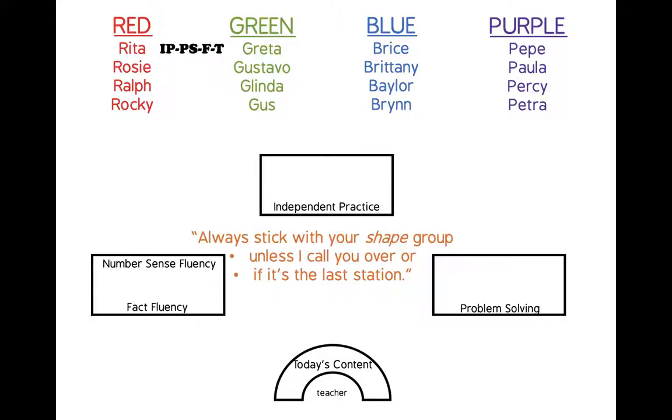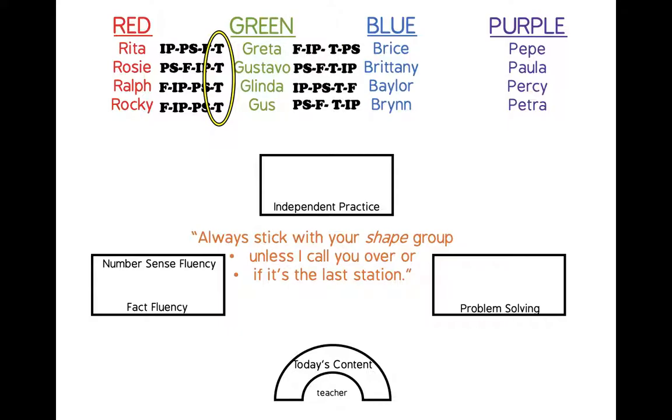Now, behind the scenes, every student has a path that they follow, and it happens to be the exact same path every day. Rita always starts at independent practice, then problem solving, fluency, then the teacher station. That's Rita's path every day. It's different than Rosie's path, who starts at problem solving, goes to fluency, then independent practice, then the teacher station. But everybody in the red group always meets with the teacher last.